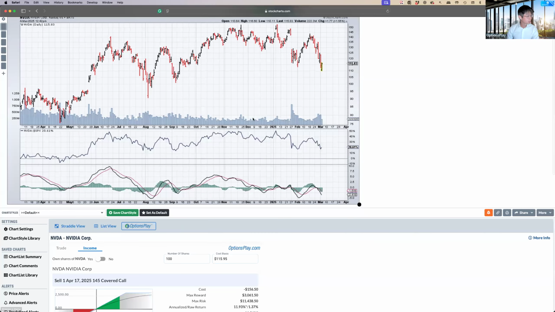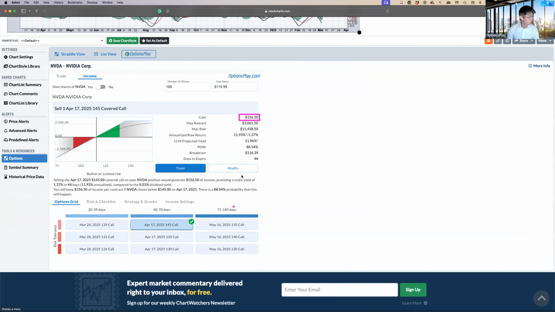And what I'm doing here is I'm going to collect $156 in income for this particular option. So $156 worth of income, and I'm not adding any additional risk to my portfolio by selling a covered call, right? This tool identifies the specific expiration date and strike price for you, tells you how much income you're going to collect, how much yield that is. That's 11.93% yield on this particular covered call. That's a pretty nice return. I'm basically getting 1.37% of the stock's value in 45 days.